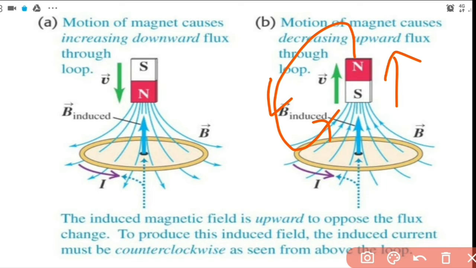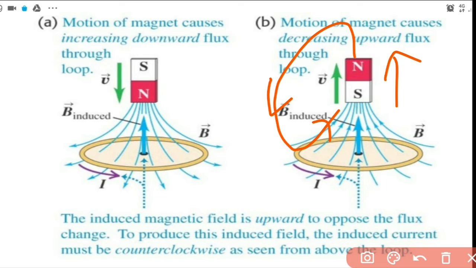When it is taken outward, the magnetic flux is decreasing in the upward direction. So the change taking place is a decreasing magnetic flux in the upward direction. The induced current should produce a magnetic field in the upward direction. Holding the thumb in the upward direction, we can see that the induced current is in counterclockwise direction.